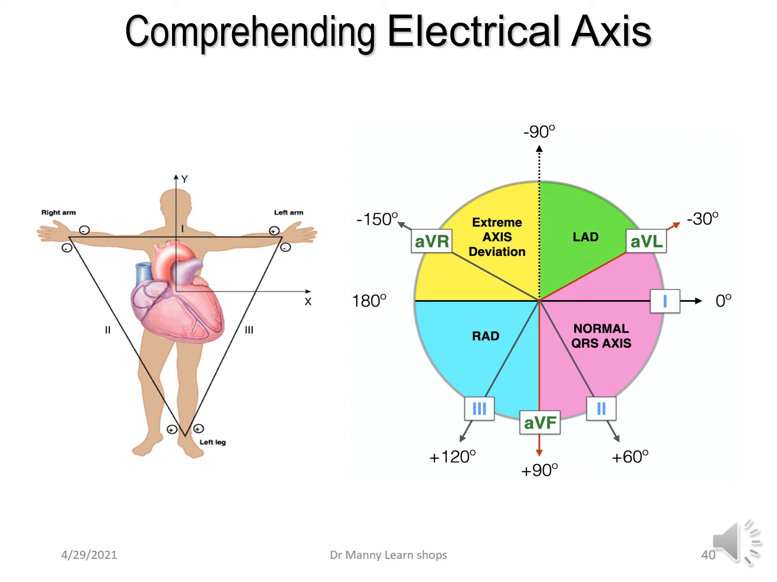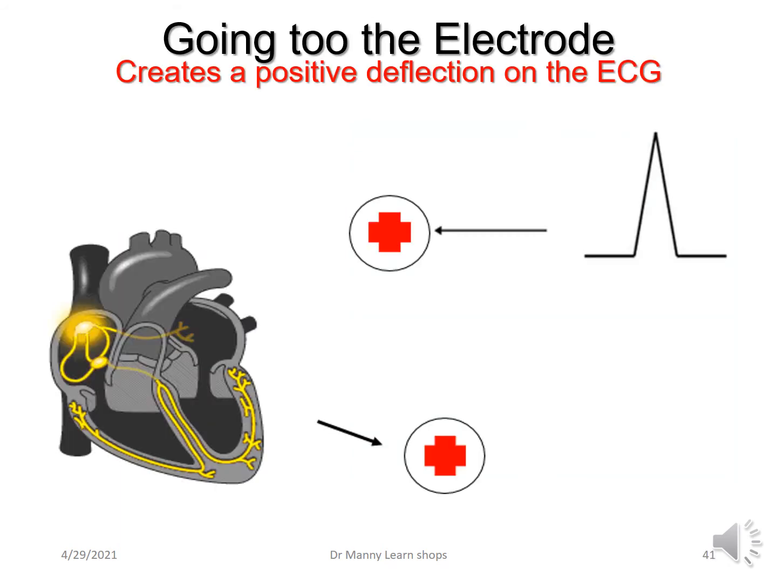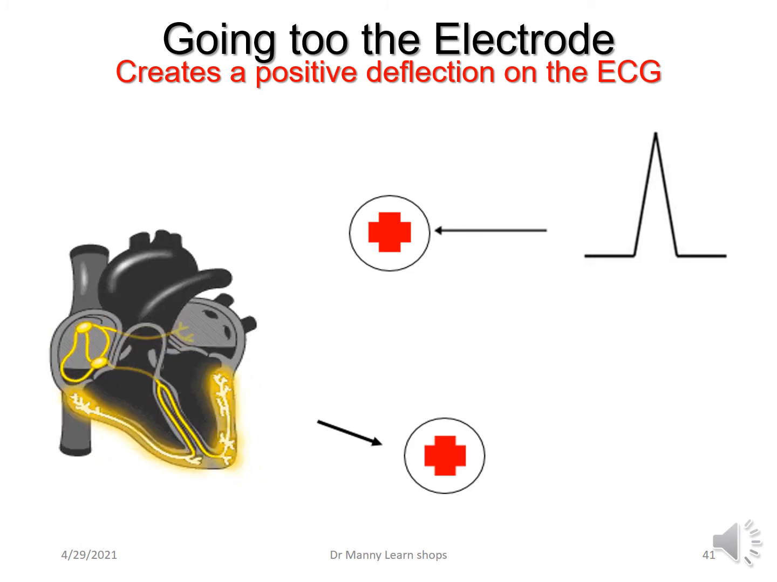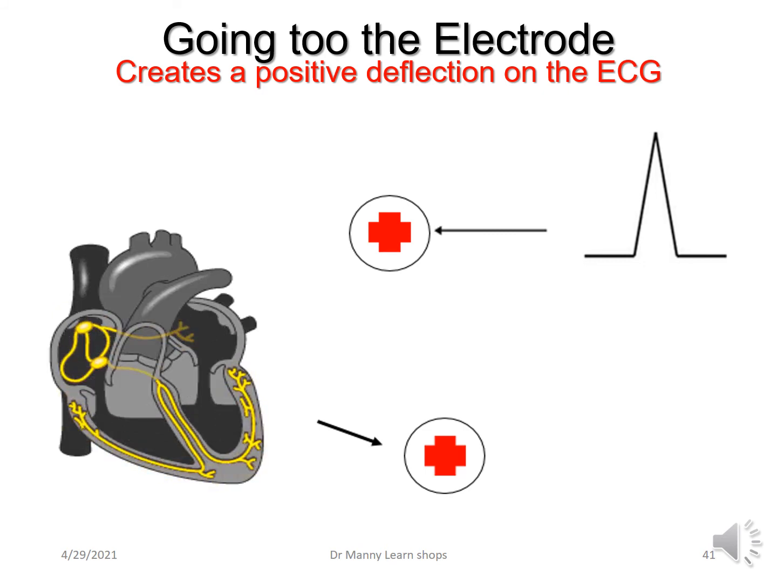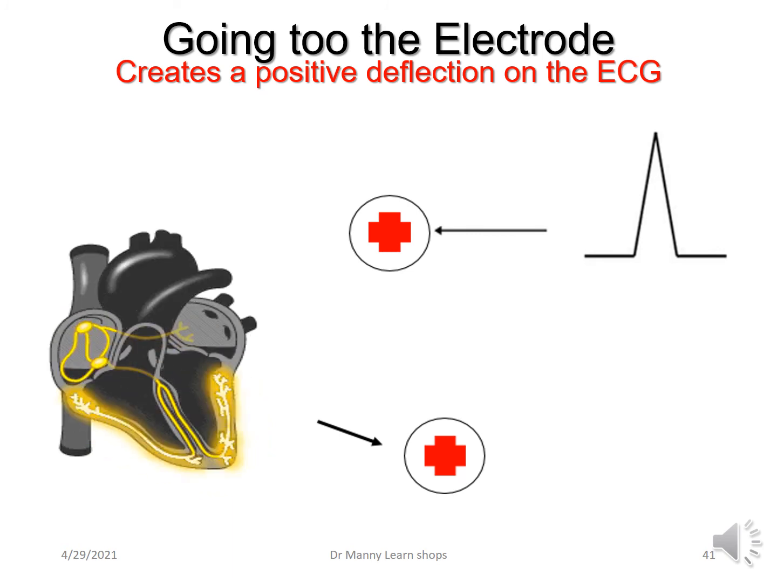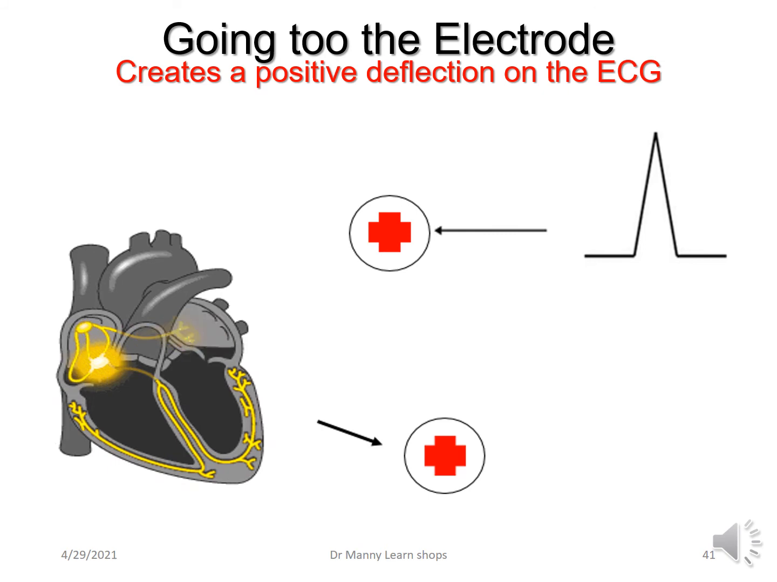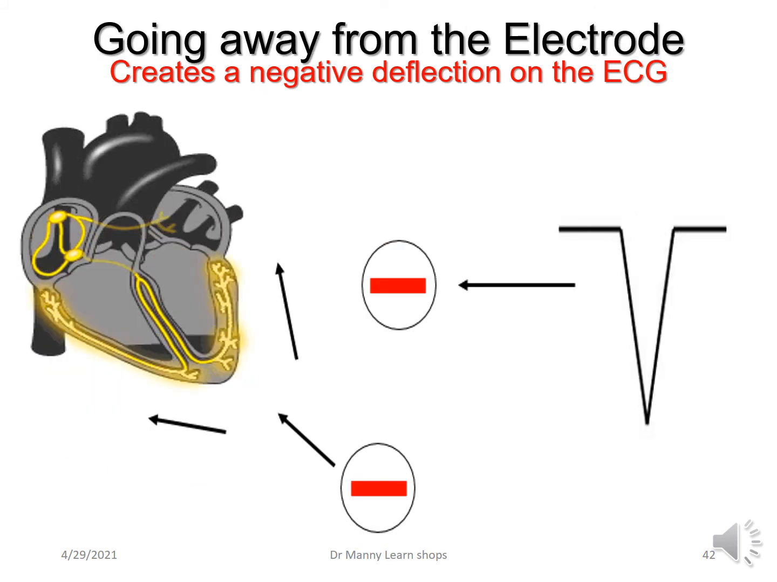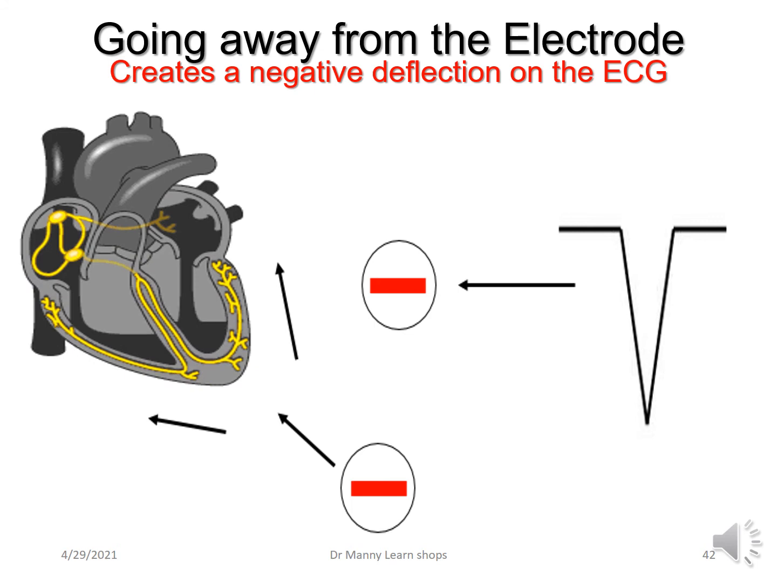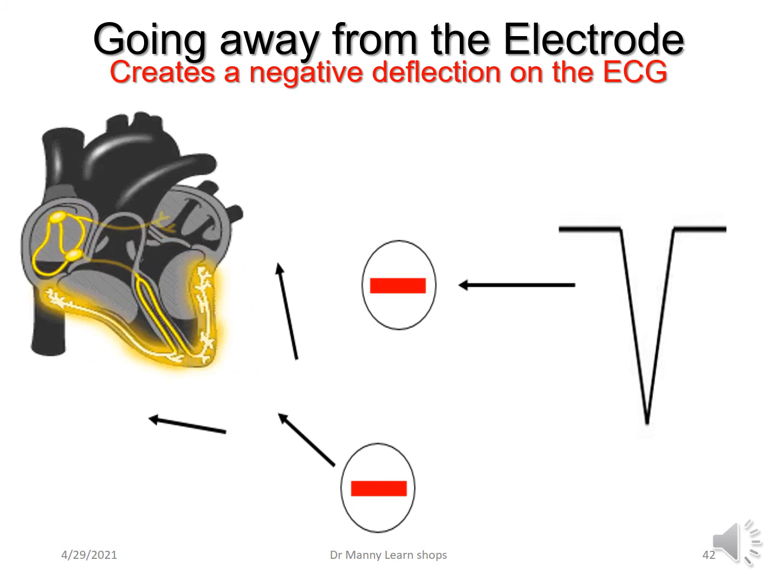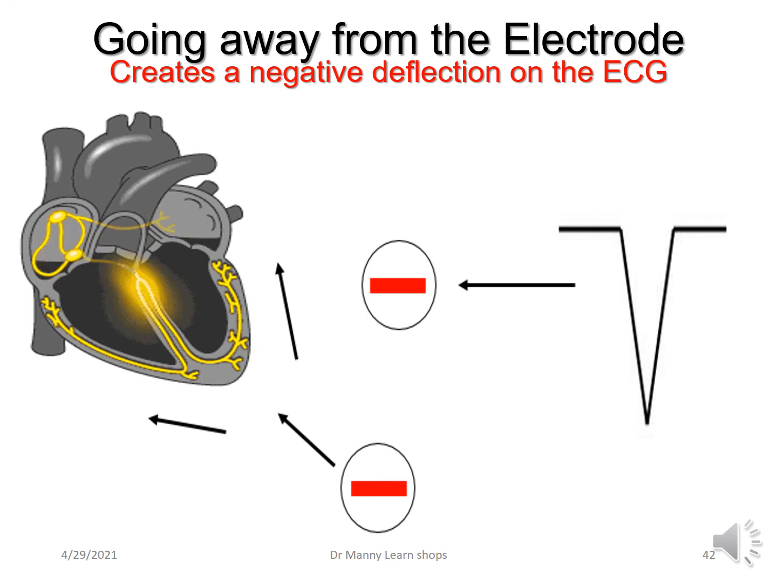When we comprehend electrical axis in the adult, we have to first of all think of basic components. If you've got current going to an electrode, this creates a positive deflection on the ECG. This could be a positive P wave, or a positive QRS complex, or a positive T wave. Going away from an electrode creates a negative deflection on the ECG. So therefore, a negative P wave, or a negative QRS complex, or a negative T wave.